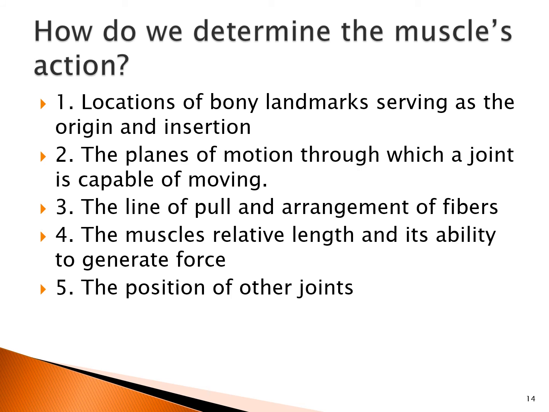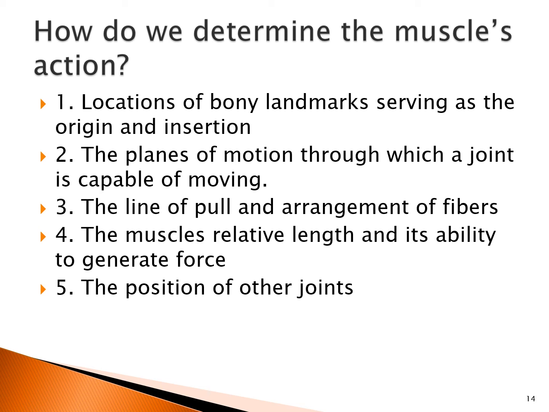So how do we determine what the muscle action is? The first thing we can do is look at the bony landmarks that serve as the origin and insertion point for this particular muscle. And we can also look at which joint they are actually crossing. So if we know what joint the muscle is crossing, we already have half of the problem solved. We already know which joint it's going to act upon.